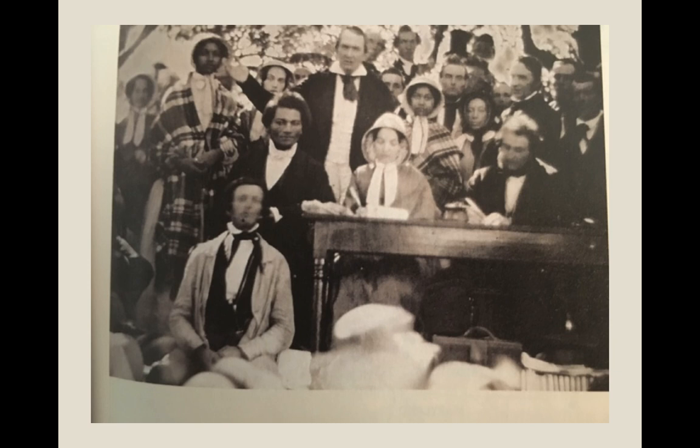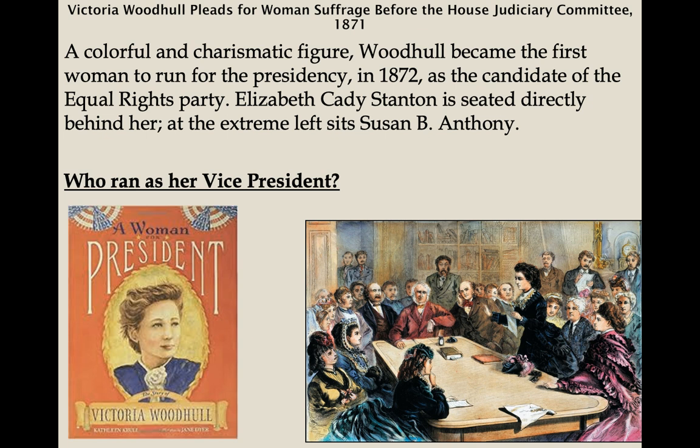What you're looking at here is a picture of Frederick Douglass, and that's an actual photograph, with a woman seated beside him. I would like you to be aware of who the woman was in the picture. Her name is Victoria Woodhull. What's interesting about Victoria Woodhull, she ran for president before the 19th Amendment.